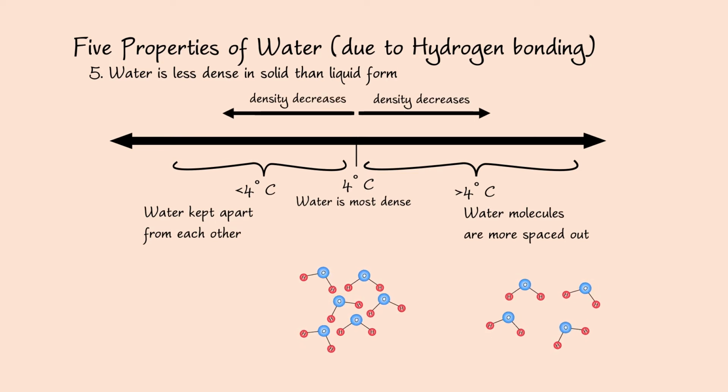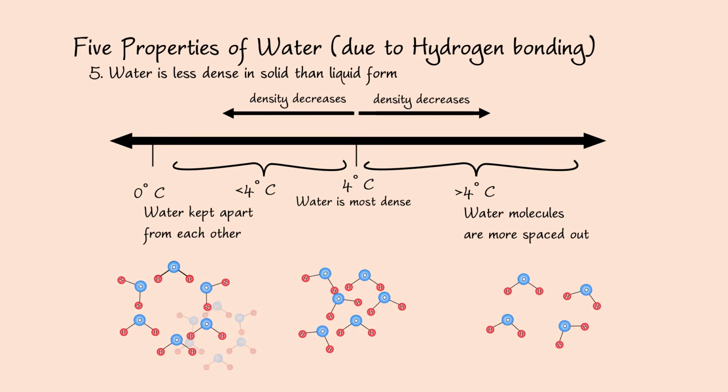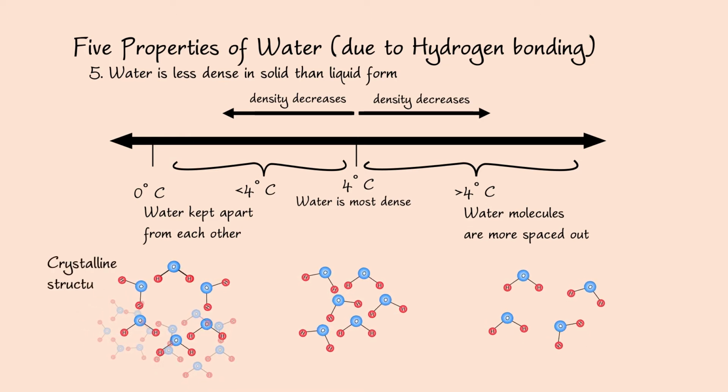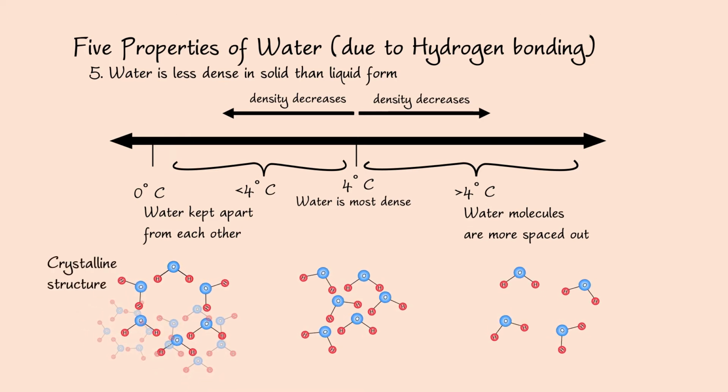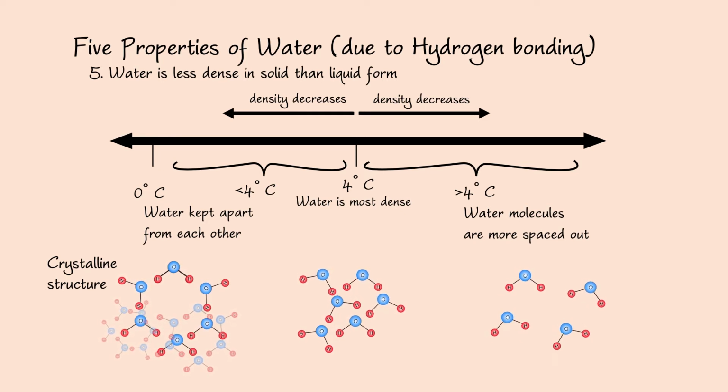The density decreases until the temperature is 0 degrees Celsius and water molecules are locked in position. This structure of interlocked water molecules is referred to as crystalline structure. Each water molecule is kept at a distance from each other. This spaced out arrangement of water decreases its density. The formation of the crystalline structure is made possible by hydrogen bonding.